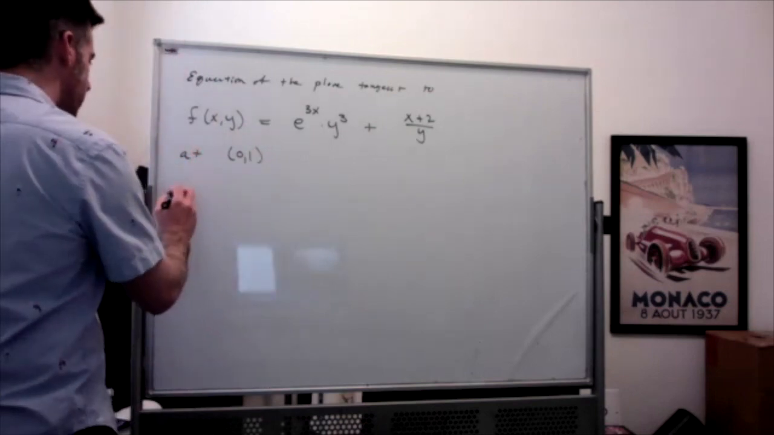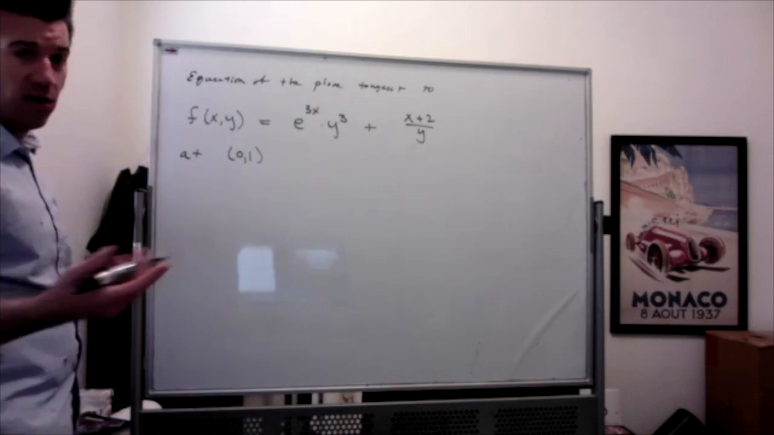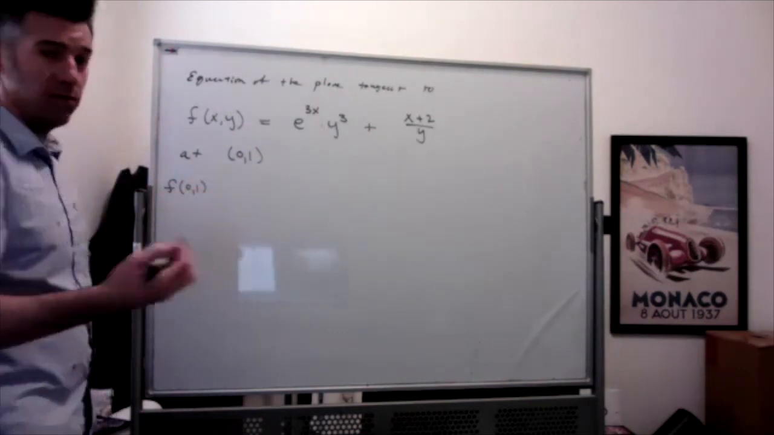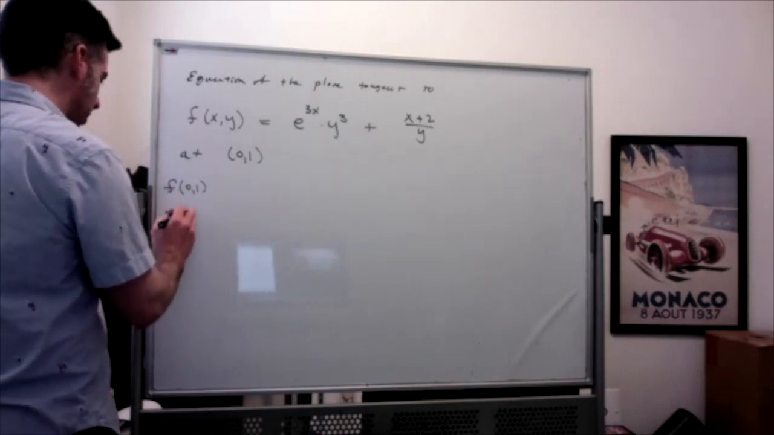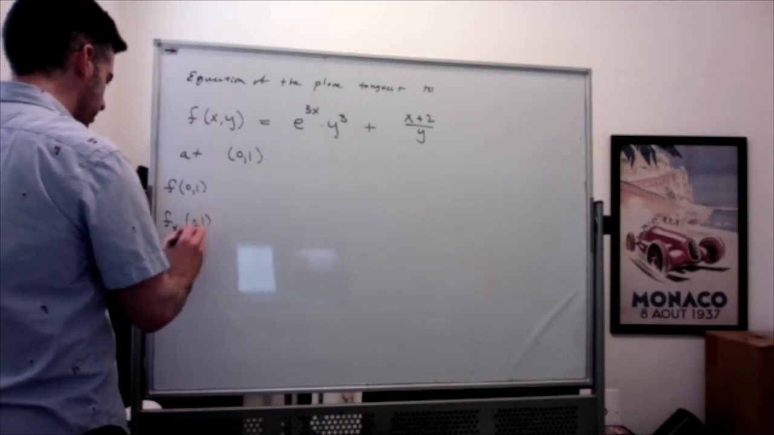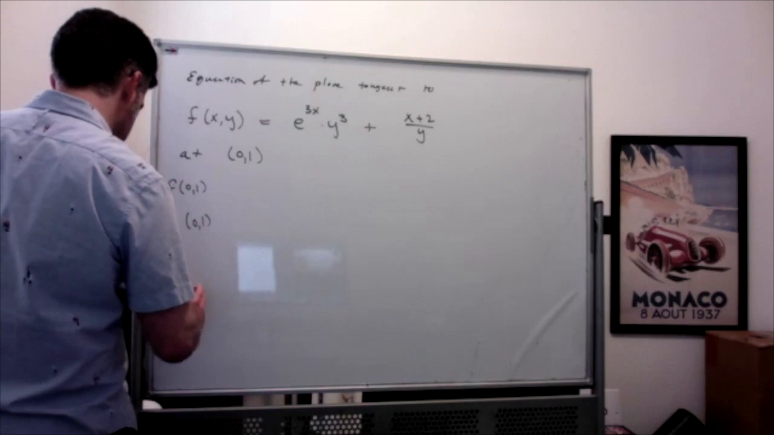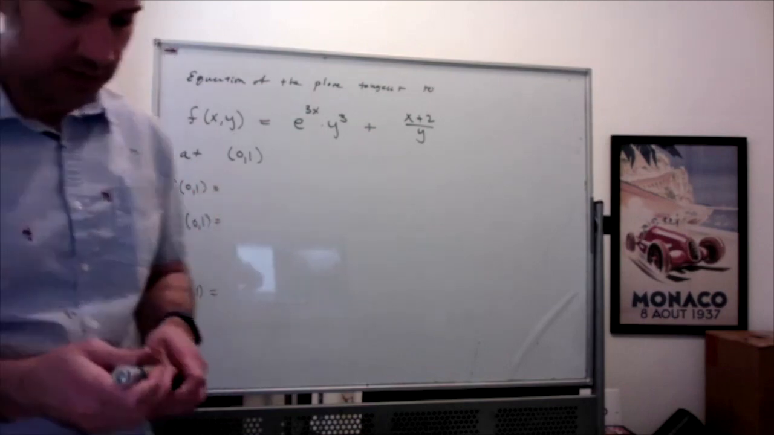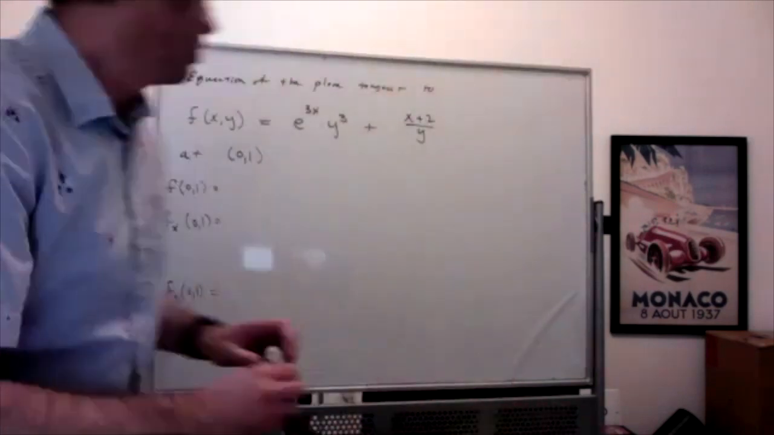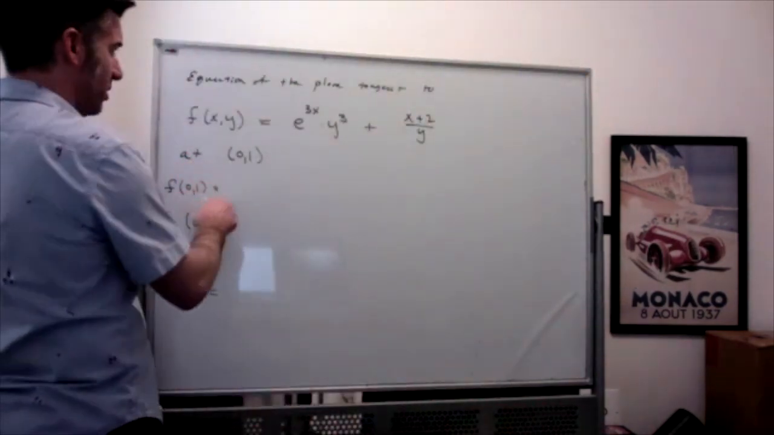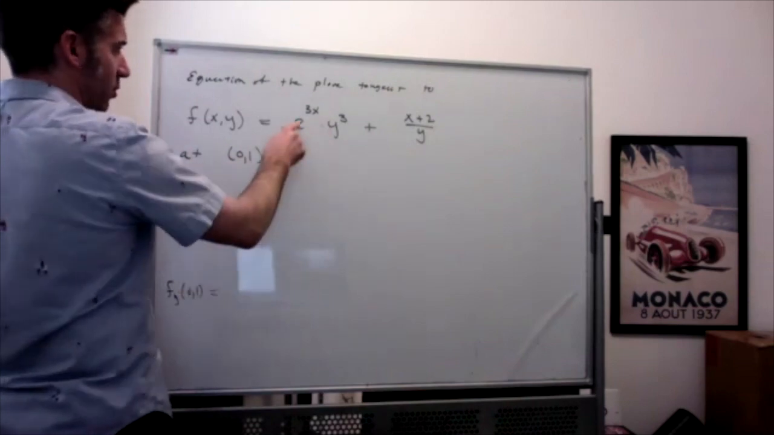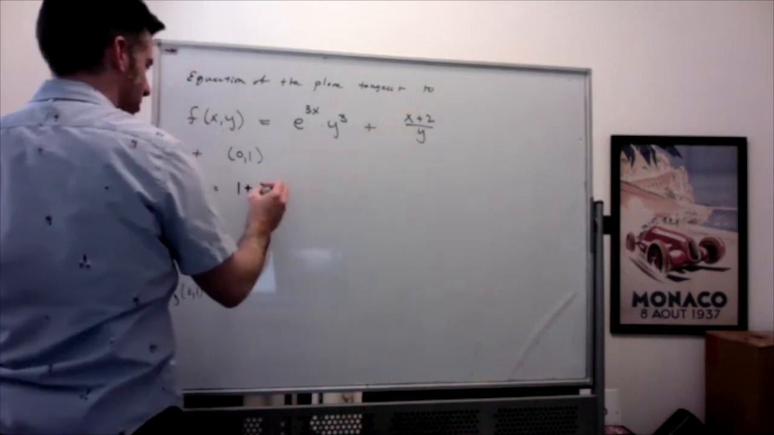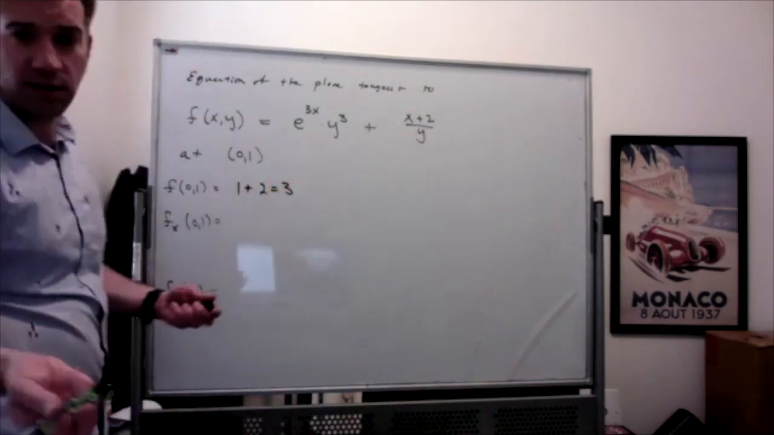I need to know a few things. I need to know f of 0, 1, and each partial evaluated at 0, 1. Those are the things we need to know to fill in the formula. So we are going to find f of 0, 1, plugging 0 for x, 1 for y. We get 1 times 1 plus 0 plus 2 over 1 is 2. So f of 0, 1 is 3.